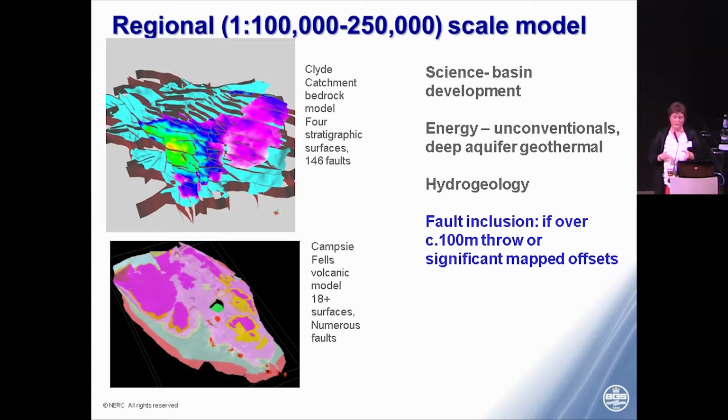So we can get some interesting science out of that. And these sorts of scales of model are important for things like unconventional energy, deep geothermal, and also the regional scale hydrogeology. But these would only contain faults over about 100 metres in throw.